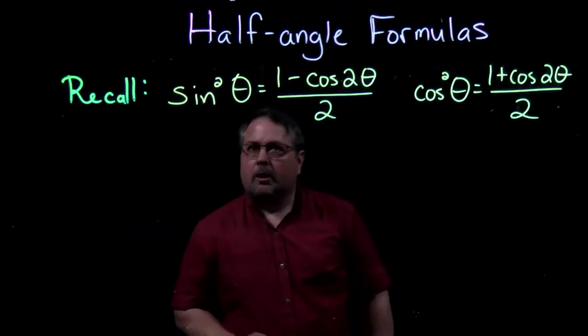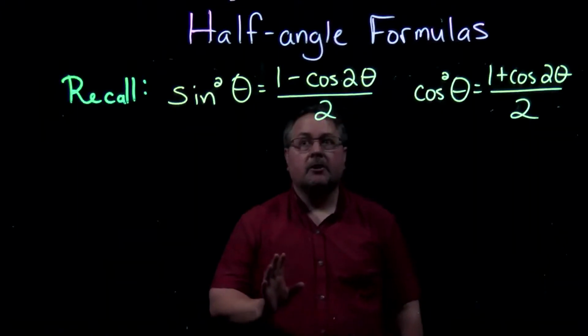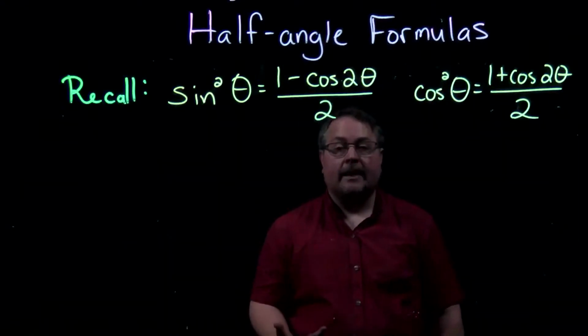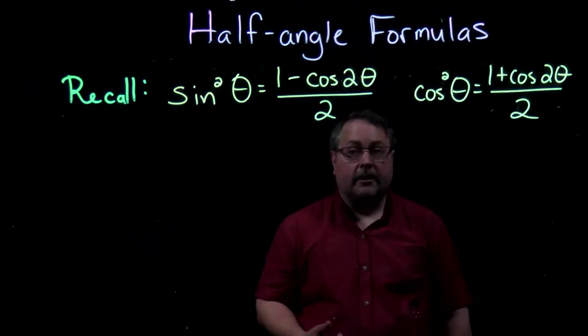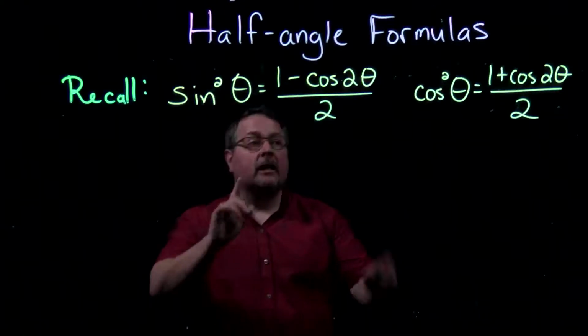Hi there. In this lesson, we're going to talk about the half-angle formulas. These are formulas that we can use to find the sine, cosine, or tangent of half an angle in terms of trig values of an angle. We're going to start out by looking at these formulas here.